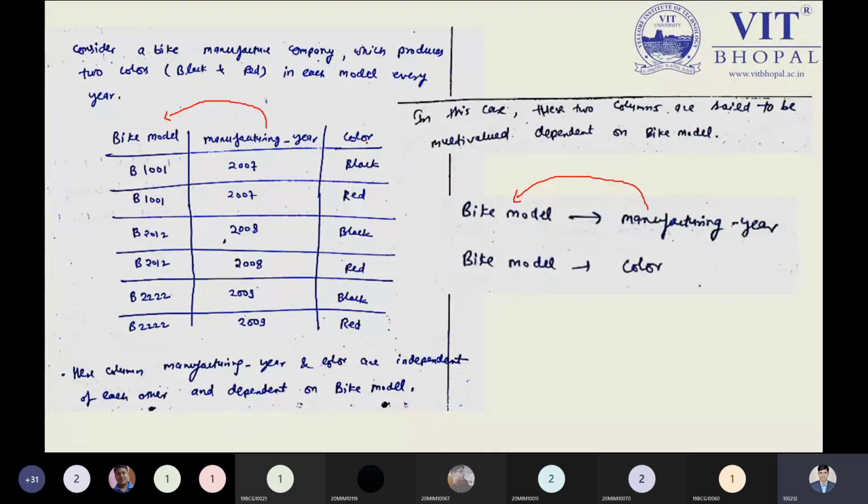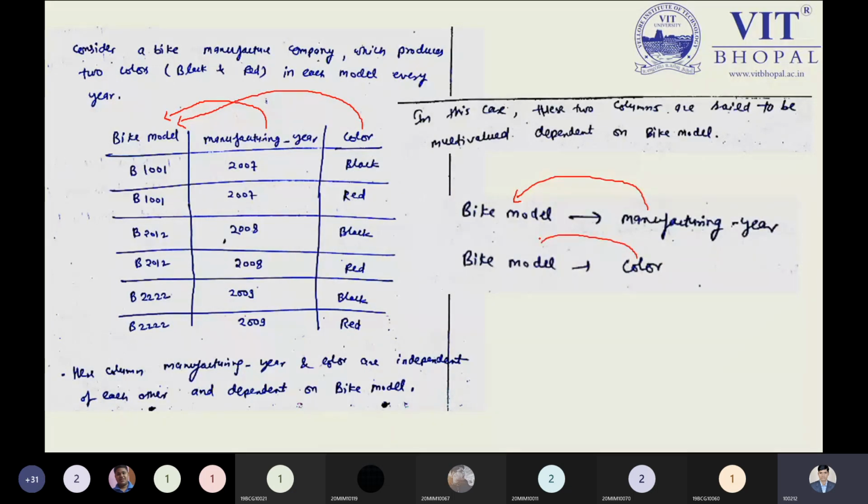So this color can also depend on the bike model. That is the point. This bike color can also depend on the bike model, so this can also be treated as one more dependency.